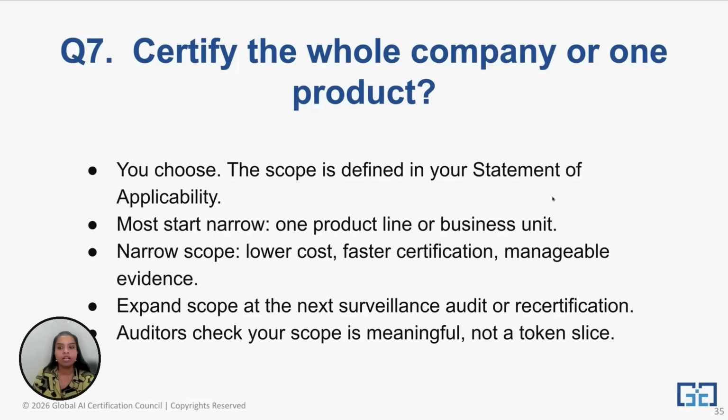Question number 7, certify the whole company or one product. What do you choose? You can choose depending on the company size and what you want to do and how much time you have. The best thing is you can start narrow, probably take one product line or business unit. Do that first, because when you have a narrow scope, the cost will be less and you will get certified faster and you will have manageable evidences.